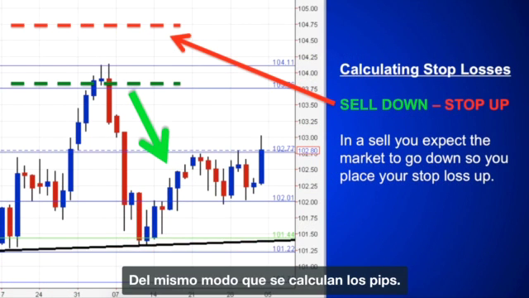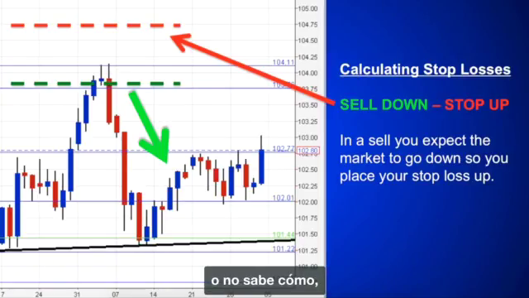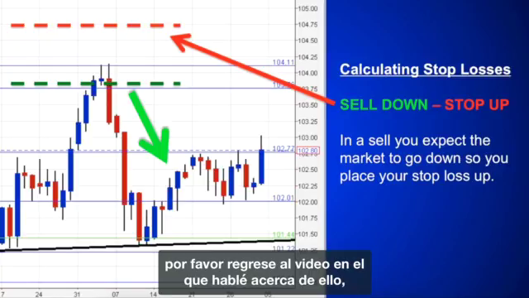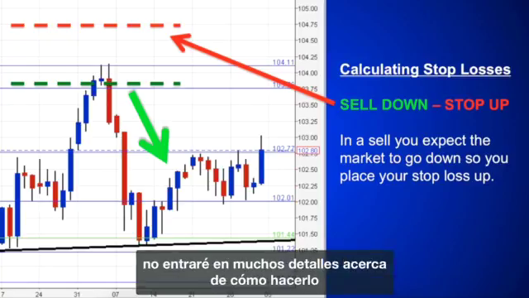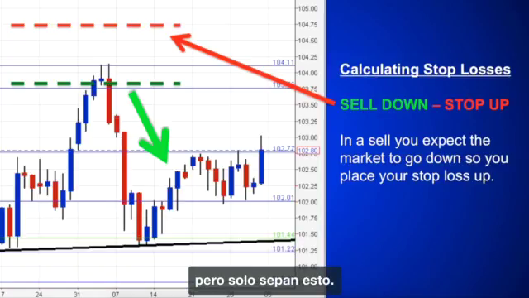The same way you calculate pips. If you don't remember how to calculate pips or you don't know how to, please go back to the video that talks about how to calculate pips. All right. So calculating stop loss, I'm not going to go into a lot of detail about how to do it because it really is calculating pips, but just know this.